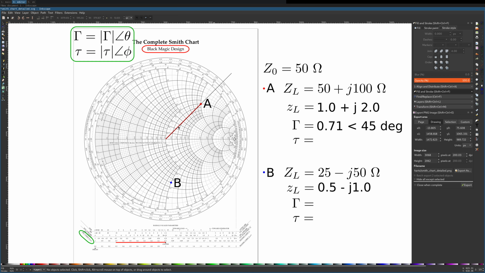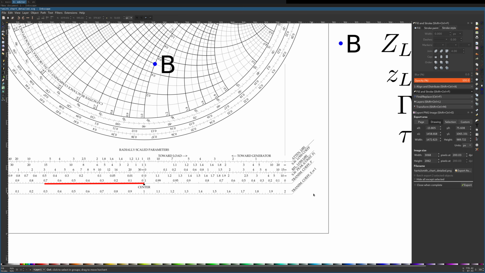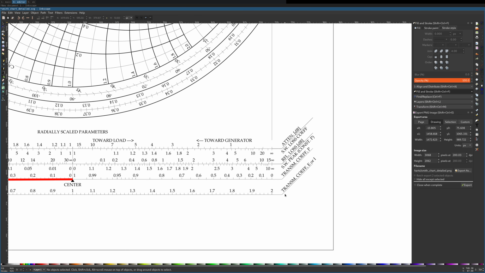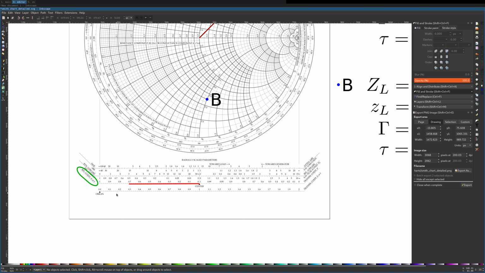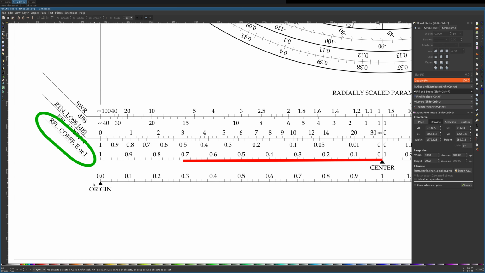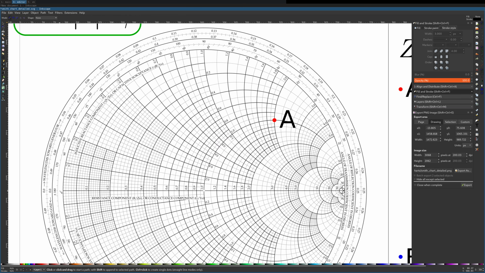Next, we look at the transmission coefficient, also for point A. If we look at the bottom bars again, this time let's look at the right legends. The very bottom one says transmission coefficient for E or I, so for voltage or current. And yes, that is what we will use for finding the transmission coefficient magnitude. For this, it indicates that you measure from the origin to the point, and that's what we'll do. We start from the origin at the left side and go to point A.